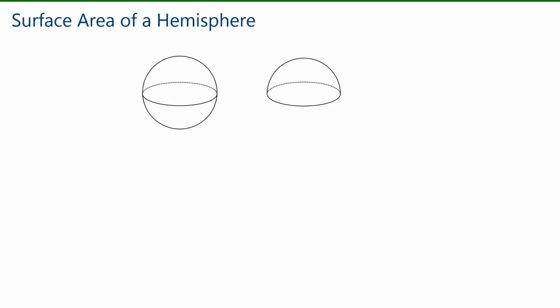Now let's look at the surface area of a hemisphere. So on the left here we have a sphere, and on the right we have a hemisphere. A hemisphere is half a sphere. Now we just learned that the surface area of a sphere was 4 pi r squared. So what is the surface area of a hemisphere?